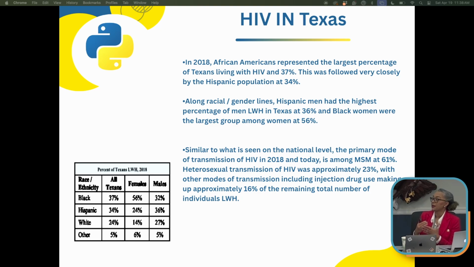Along racial lines, Hispanic men had the highest percentage of men living with HIV in Texas at 36%, and Black women were the largest group at approximately 56%. So this actually mimics what we see on the national level in terms of demographics. Again, like other places in America, MSM represent the highest percentage of people living with HIV at 61%. So what I have here, again, is just a basic table of how this breaks down based on race and ethnicity in Texas of people living with HIV in 2018.